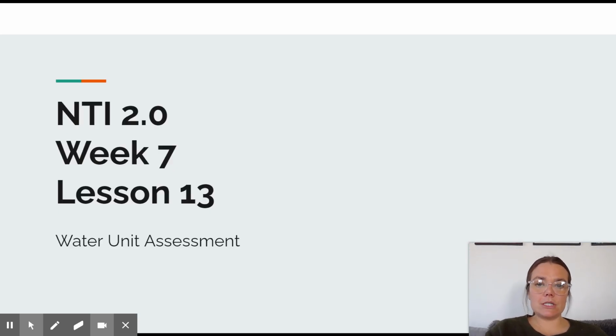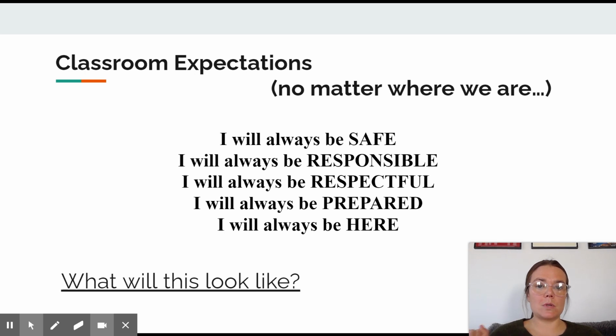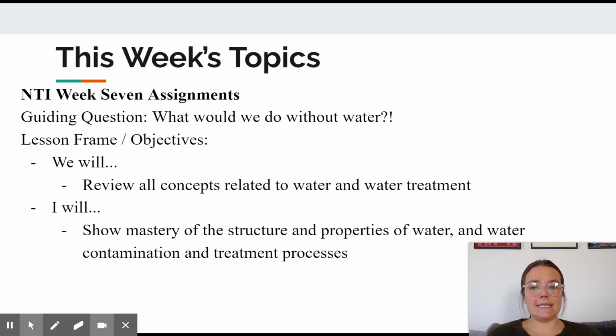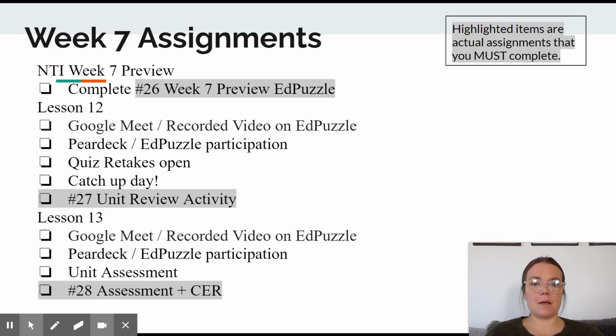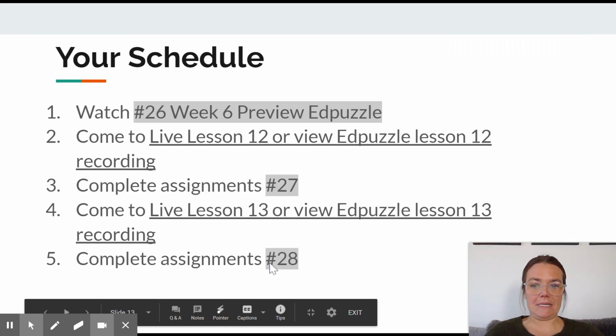So today's lesson is really just to prepare you for your assessment and go over the three parts that you're going to be doing and what that's going to look like. My usual announcements: check your assignments for comments and grades. Check your Edpuzzles to make sure that they're done. Make sure you come to your live lessons and if you can't, make sure that you do the recorded lesson. Always use your resources and keep in mind our expectations, particularly as we get ready to move back to in-person or stay virtual and maybe just change up what that looks like a little bit. Like I said, today we are really just wrapping up our ideas with water. I'm going to walk you through the three parts to your assessment in just a couple minutes.